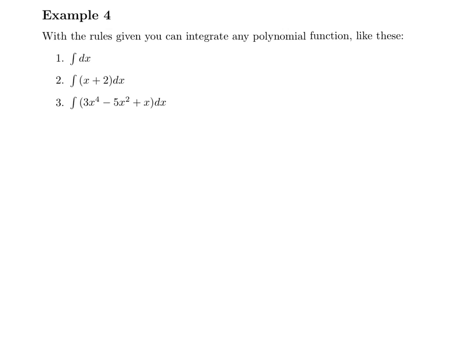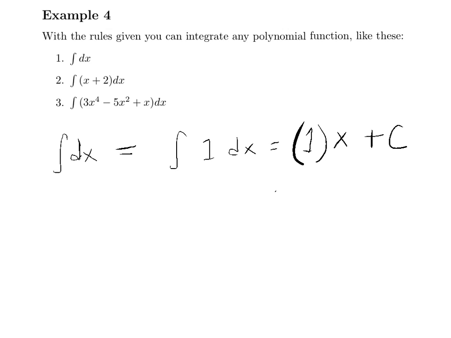So the first one, the integral of dx is the same as saying the integral of 1 dx. So 1 is a constant, all right? And we said before that the integral of a constant is just equal to that constant times x plus c. You got it. So if we write it in simple form, it's just x plus c. That's it. So the integral of dx is x plus c.